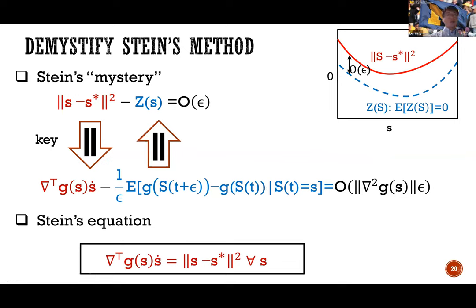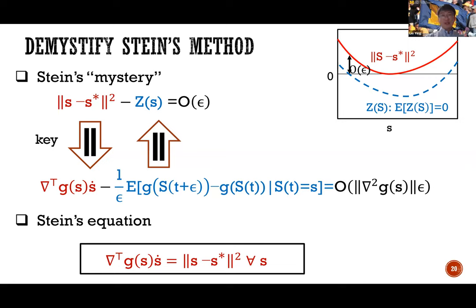whether we can solve that equation, like the norm squared equal to the gradient of G times S dot. That's called Stein's equation, okay? And we need to solve that. Oh, actually, we don't need to solve that. We need to make sure that the equation actually has a solution, okay?